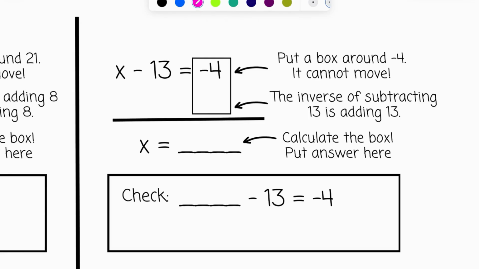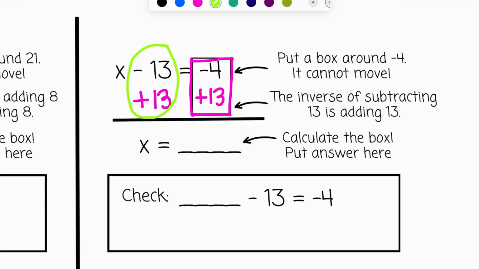All right, let's go to example 2. This time we have x minus 13 equals negative 4. Our negative 4 is by itself, so we put our box around it. And now we need to undo x minus 13. That's subtracting. So the inverse operation of subtracting 13 is adding 13. So I'm going to put plus 13 right here and inside my box.